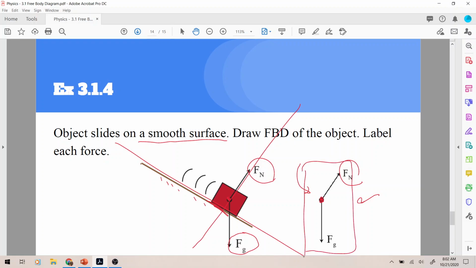So this right here is my free body diagram. You have a point, a dot representing the object, and all of the forces shown with labels as vectors. All right, vectors, so they must have a direction representing the movement direction. So that's what a free body diagram is.